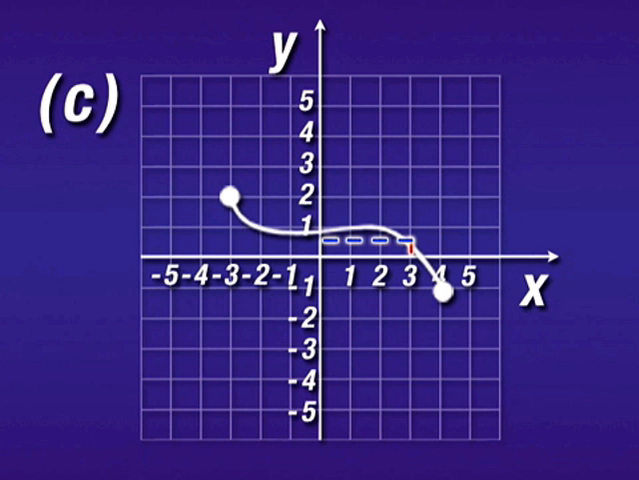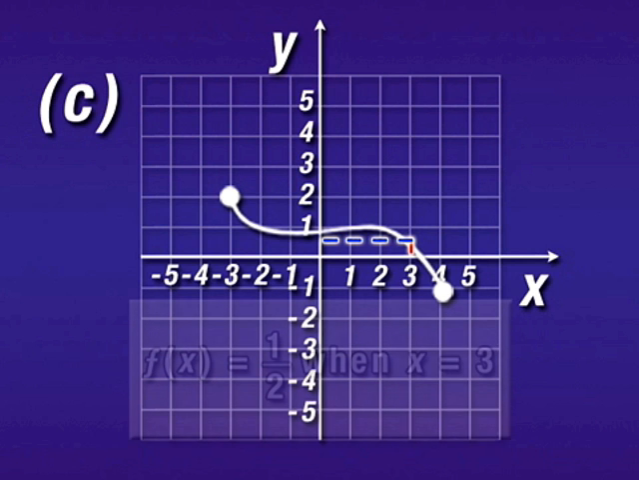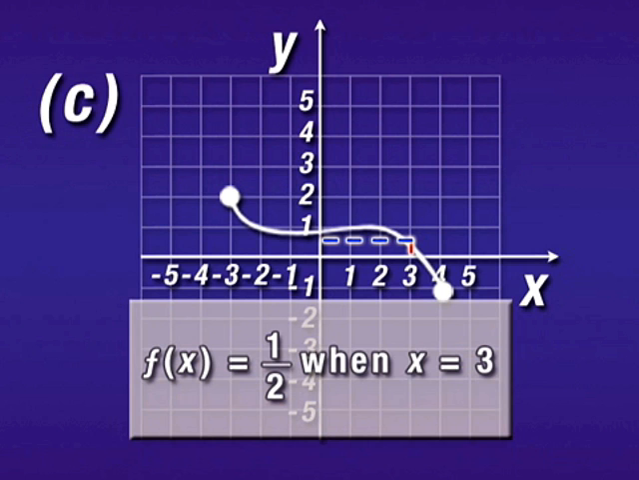For part C, we're asked to find any x value for which f of x equals 1/2. Now this time we're given the function value of 1/2. So we start at 1/2 on the y-axis, and we move to the graph. We move horizontally over to the graph, and then down to the x-axis, and we'd see that we're at 3 on the x-axis. This tells us that the function value, f of x, is 1/2 when x is 3.